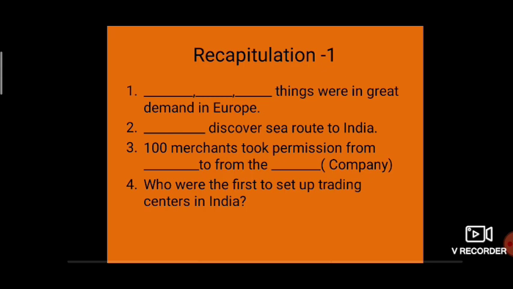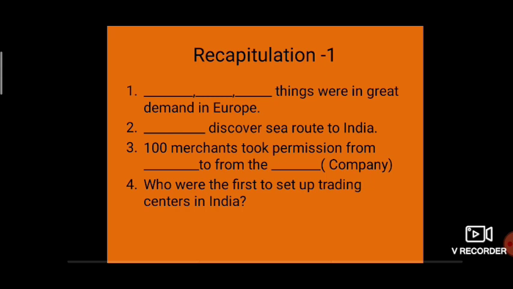Number 1, dash things were in great demand in Europe. Number 2, who discovered the sea route to India? Number 3, 100 merchants took permission from whom to form what? Which company? Name of the company. Number 4, who were the first to set up trading centers in India?